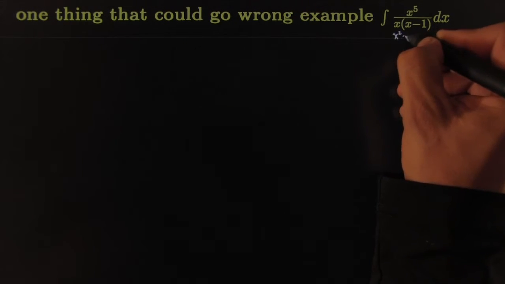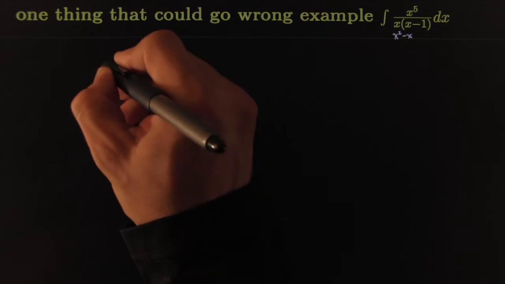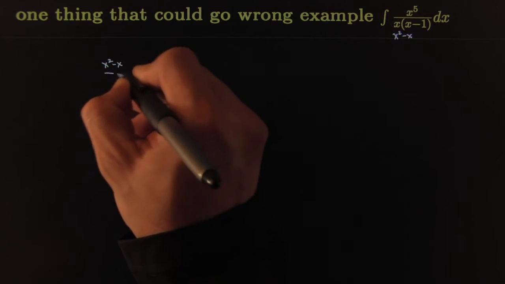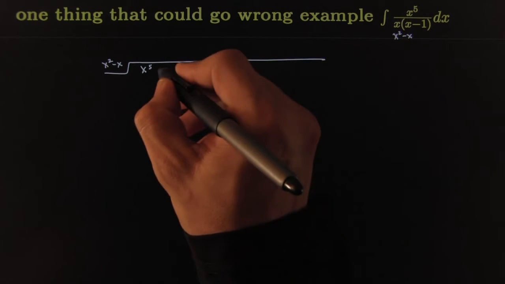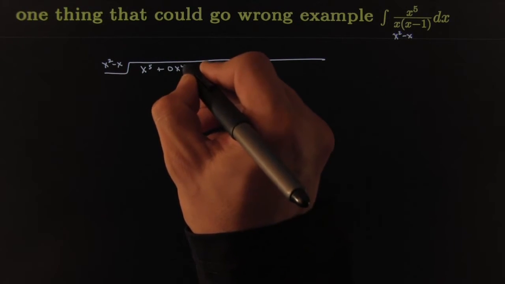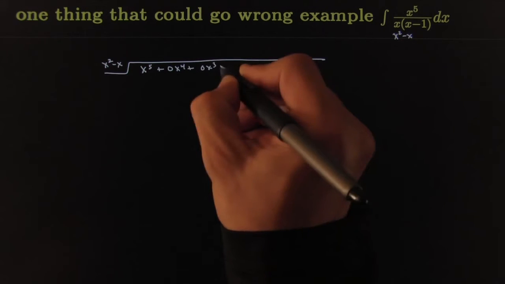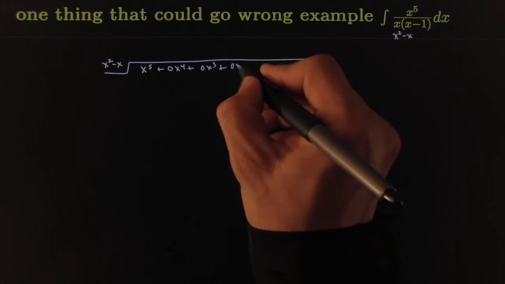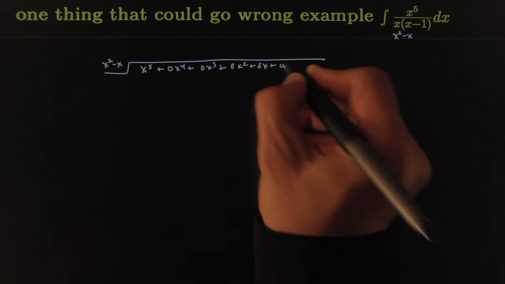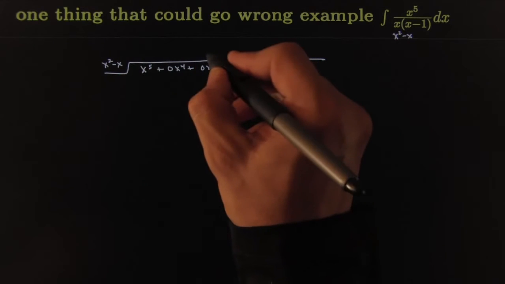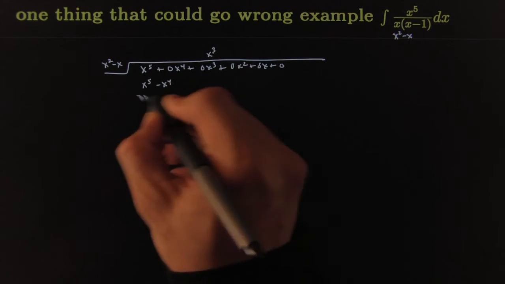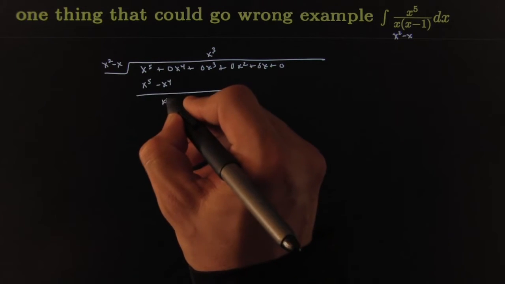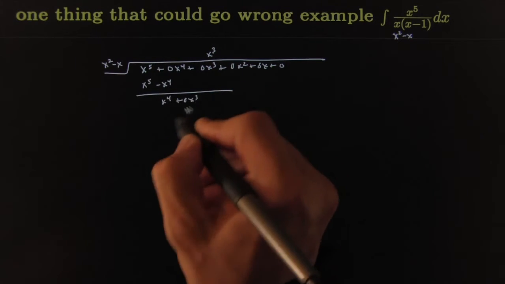Most people were probably doing something like this when they were in that class. x squared minus x, how many times will it go into x to the 5? Well, some of you may need placeholders: x to the 4th plus 0x to the 3rd plus 0x squared plus 0x plus 0. So they're just placeholders. x to the 3rd would give you x to the 5 minus x to the 4th. Subtract them, that would give you x to the 4th plus 0x to the 3rd.